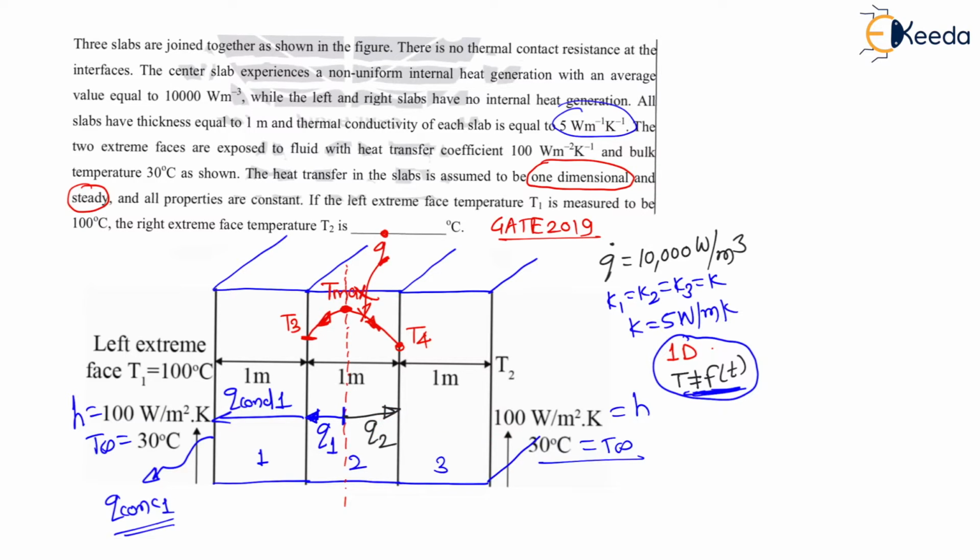Again, from T4 to T2 in slab 3, the heat will flow by conduction. Therefore, this will be heat conduction in the third slab, Q conduction 3. And my dear students, between this right extreme face at temperature T2 and the surrounding fluid, which is at T infinity with convective heat transfer coefficient h, there will be a convection. So here there will be a convection to the surrounding fluid. Let us say this is Q convection 2, to the surrounding fluid between T2 and T infinity. This will be the direction of heat flow.